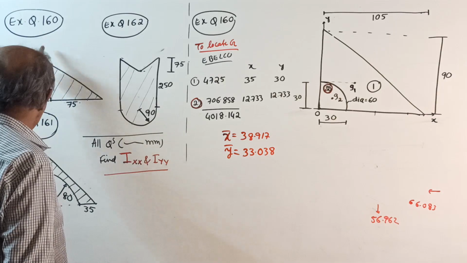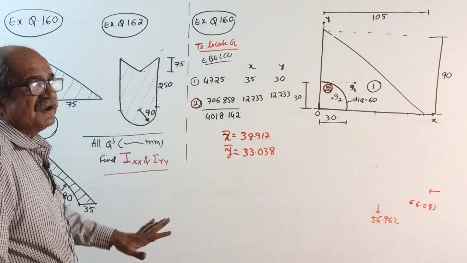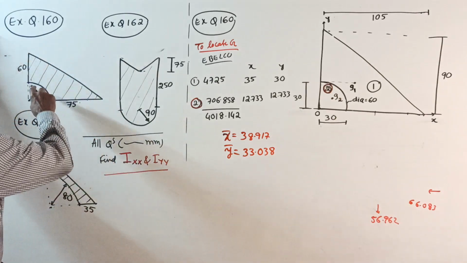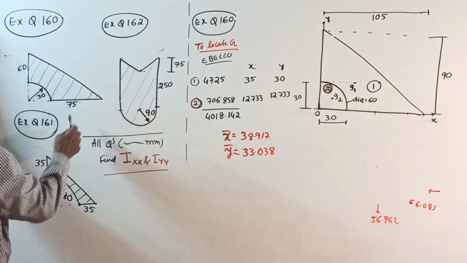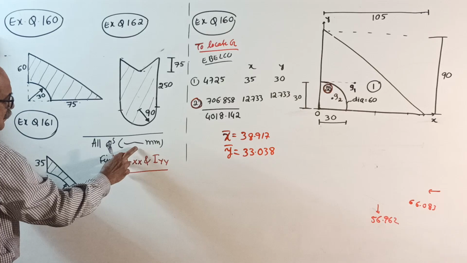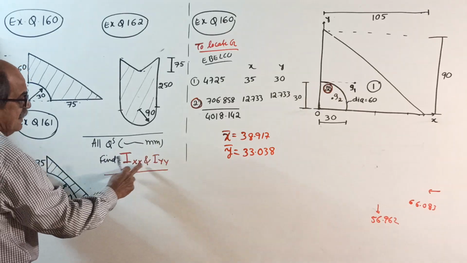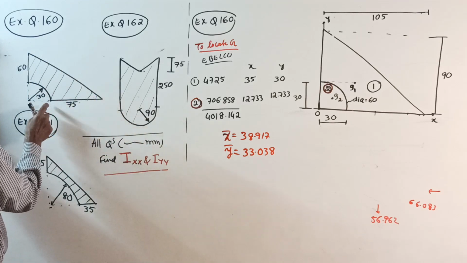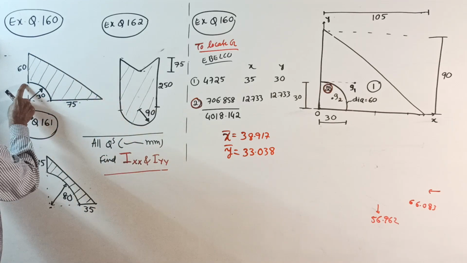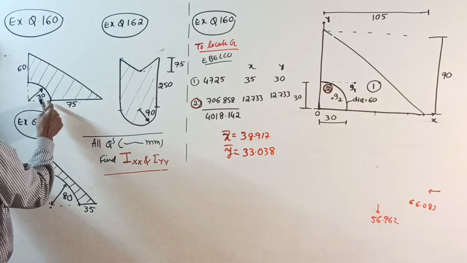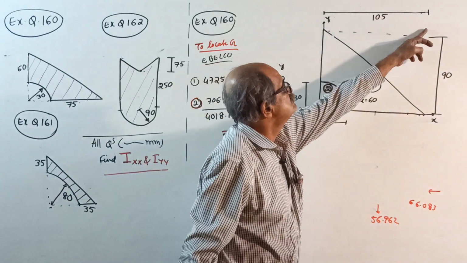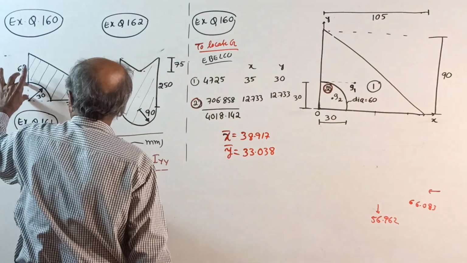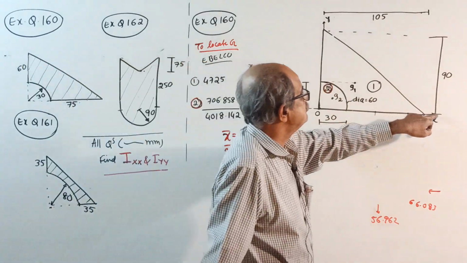Okay. 160, 161, 162. See, all are simple. See, 160. This is the existing area. All the questions, dimensions in millimeter, find Ixx, Iyy. See here, 60 given here, 75 given here. This is radius 30, radius 30. So, 75 plus 30 is 105. 30 plus 60 is 90.